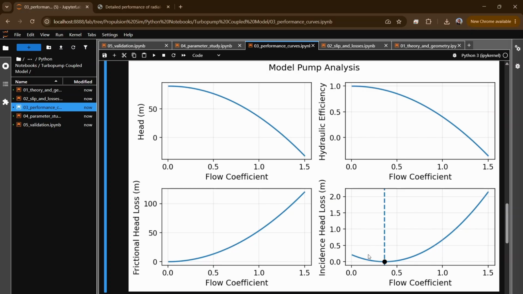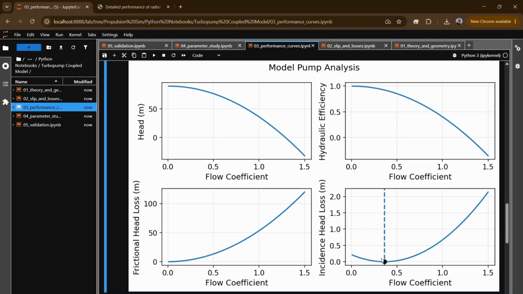And now this one is quite interesting because you have the incidence head loss. So you can see that difference of the squares really coming into application here because you have that difference in flow rate versus the flow rate at BEP. So right when they're equal, you have the minimum incidence head loss, this being 0.